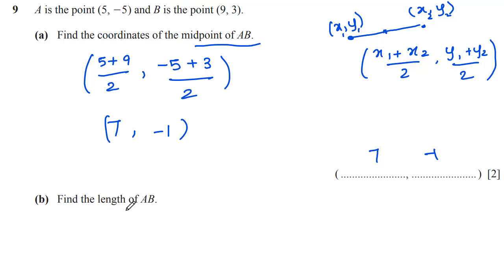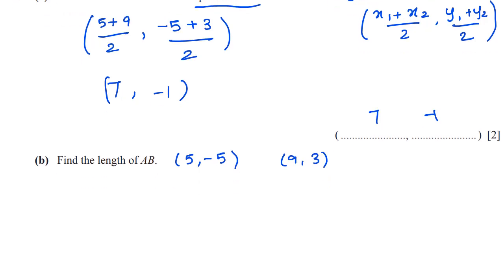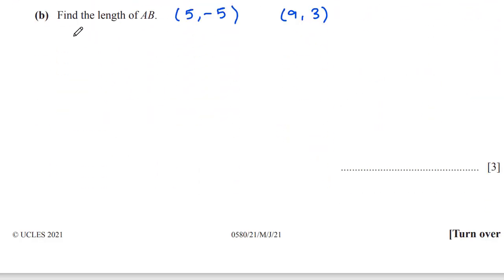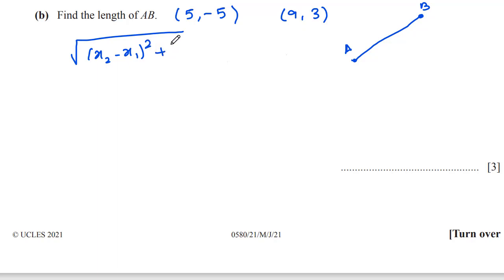Next, they are asking you to find the length of AB. I'll copy down the values of A (5, -5) and B (9, 3). Okay, so we'll go down. Find the length of AB. What is meant by the length of AB? If you have 2 points A and B, the distance between them is the length of AB. To do this, we have a formula. What is that? Square root of (x2 minus x1) the whole square plus (y2 minus y1) the whole square.